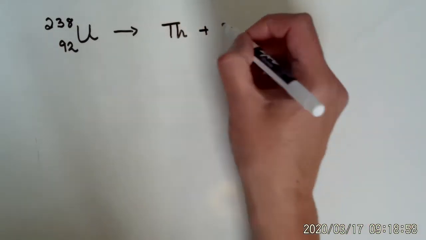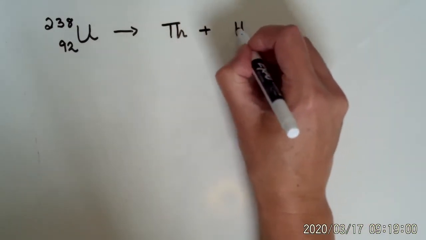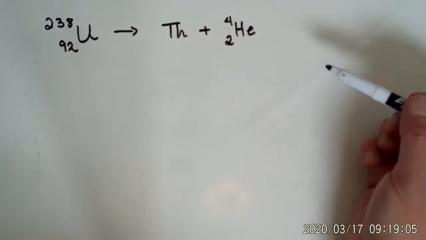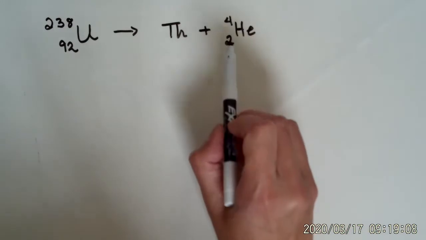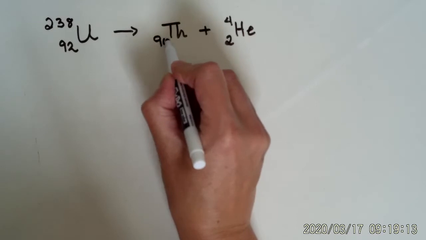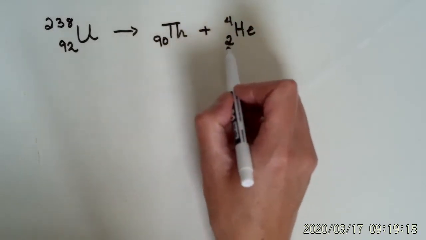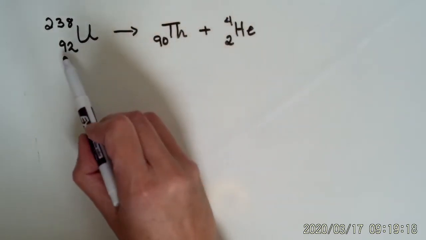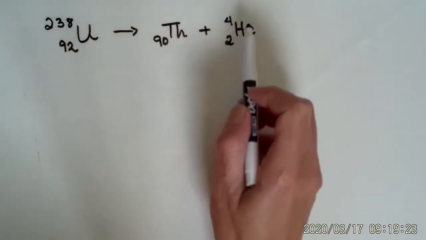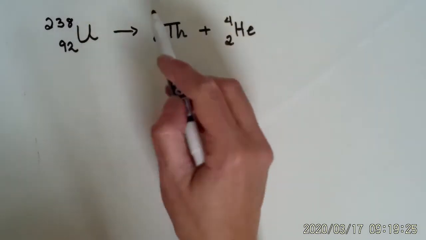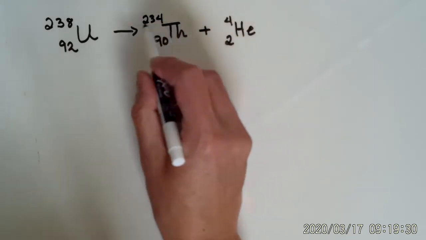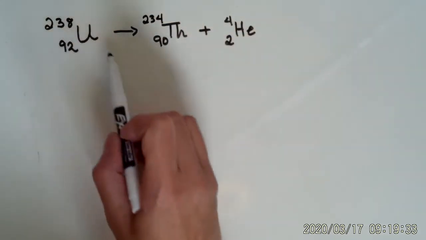When uranium-238 decays, it emits an alpha particle. And an alpha particle is basically a helium nuclide. The sum of my protons on the left must equal the sum of my protons on the right. The sum of my mass numbers on the left must equal the mass number on my right.